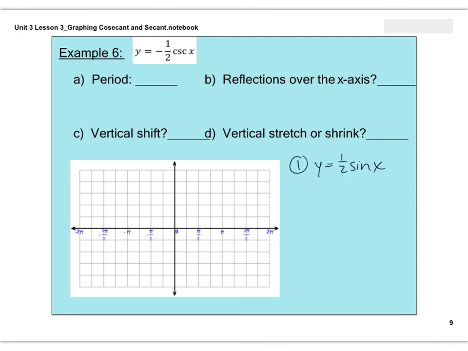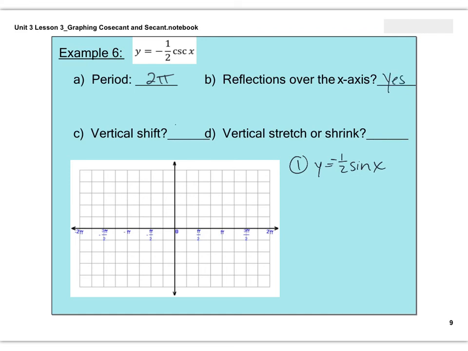So you have to think about the reciprocal function, which is y equals negative 1/2 sine x. So does the period change? I don't think so. There's no k, there's no number right in front of the x, so I don't think the period changes. So it's still going to be 2 pi. Reflect over the x-axis, yes, because the a is negative.